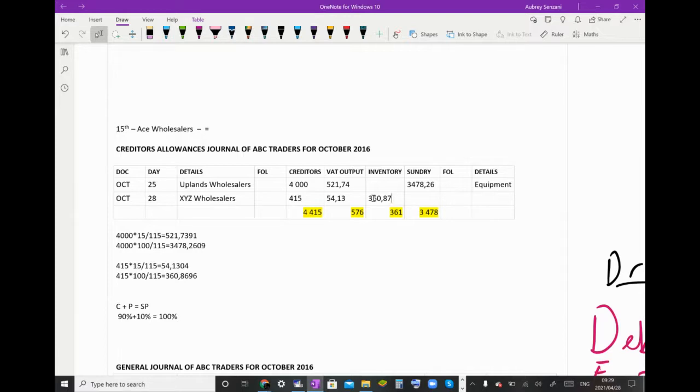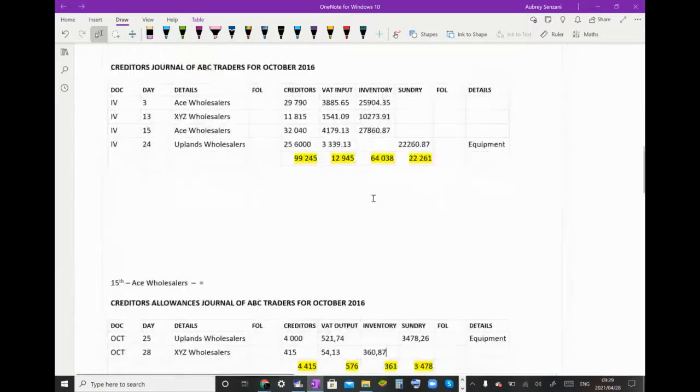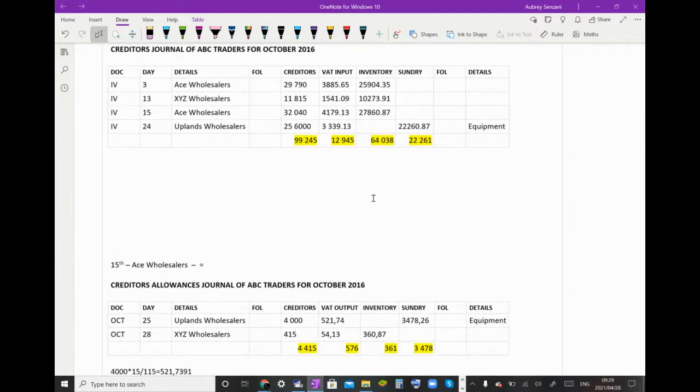So we're done now with the Creditors Allowance Journal. Now this is what I wanted to mention. If we look at the Creditors Journal, we have input VAT. And that makes sense because we are buying something in the production of our income. So whenever we incur that, because we only trade with VAT vendors, that's what they said at the top of the question, we know we're going to claim our input VAT wherever something is obviously standard rated.